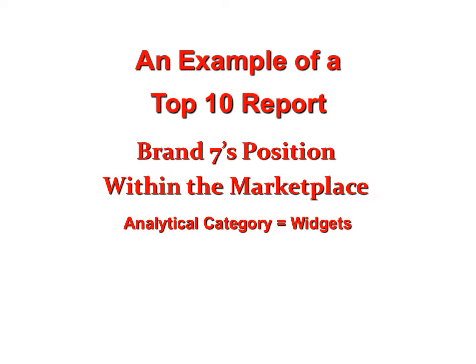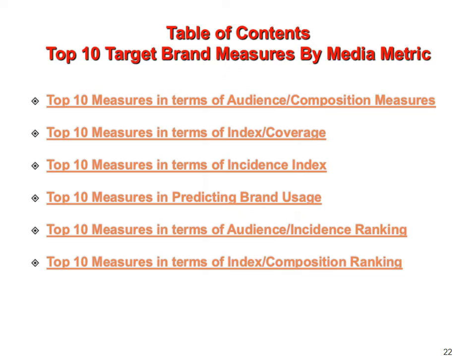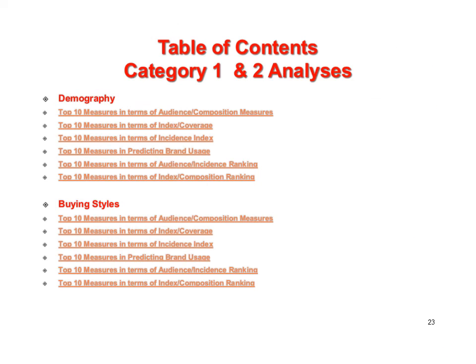Now let's take a look at a top 10 report. In this report, the top 10 measures across all the measures in the analysis are provided for the target with respect to the following media metrics: audience and composition, index and coverage, incidence index, the ability to predict brand usage, audience incidence ranks, and index composition ranks.